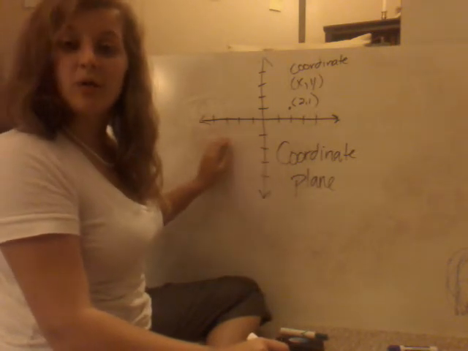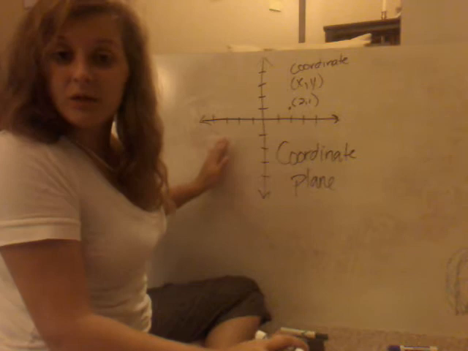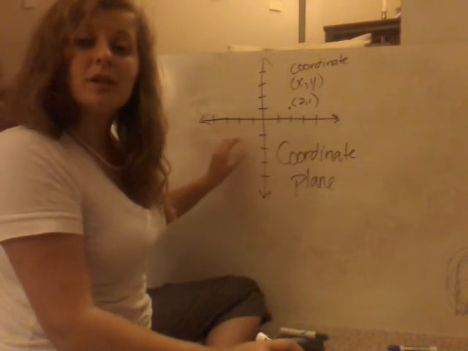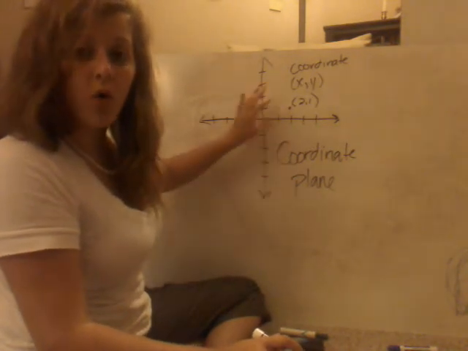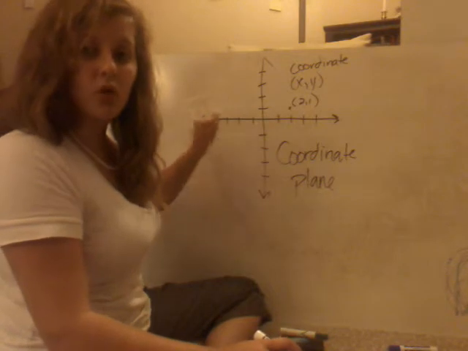Some people said stuff about graphing. Technically, yes, it is graphing, but what I was looking for you to tell me was that this thing right here as a whole, with all these little hash marks on it, is called a coordinate plane.